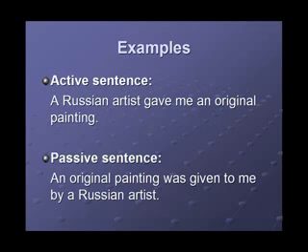Here are some examples. An active sentence: A Russian artist gave me an original painting. Passive sentence: An original painting was given to me by a Russian artist. So you see that the sentences have the same basic information, but they have different subjects, and that's because they focus on different things. In the active sentence, the focus is on the performer of the action, the artist. In the passive sentence, the focus is on the painting, which receives the action.